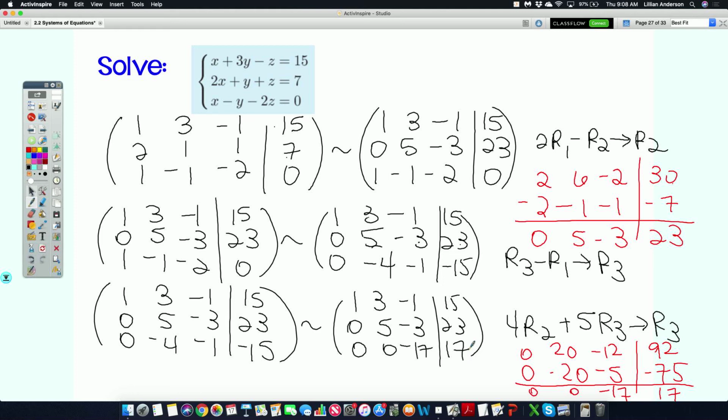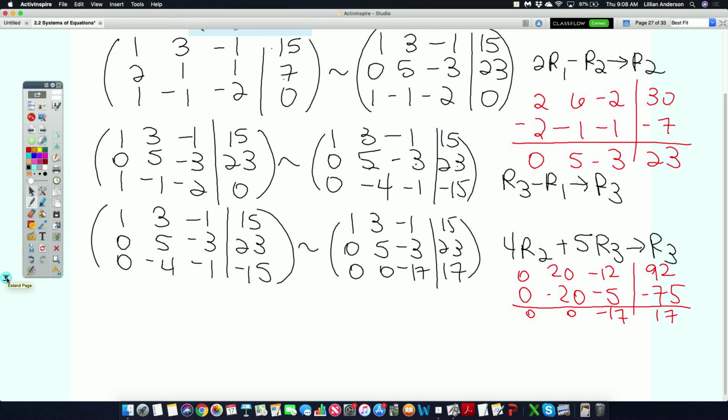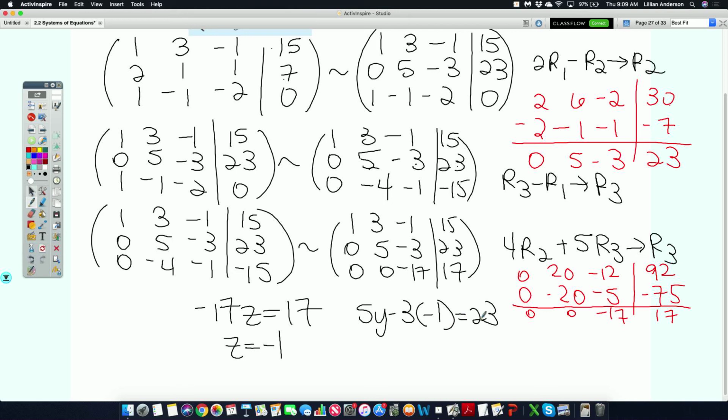So now we are where we need to be. We have -17. What's that variable right there? For that last column, what variable is that? It's z. Remember the 2 by 2 was first column x, second column y, third column z. So we have -17z equals 17, so z equals -1. We'll have 5y minus 3 times -1 equals 23. 5y plus 3 equals 23. 5y equals 20, so y is 4.